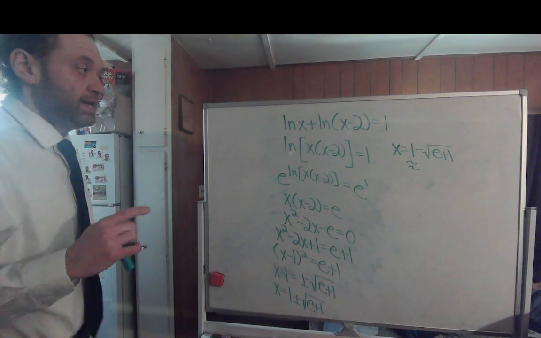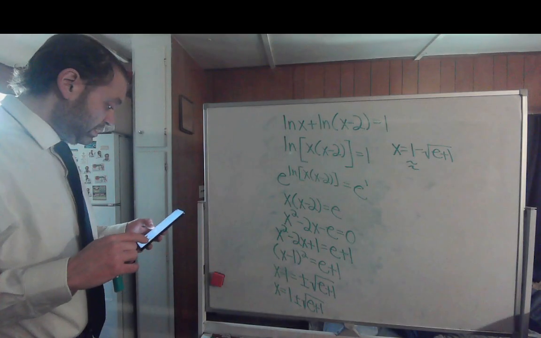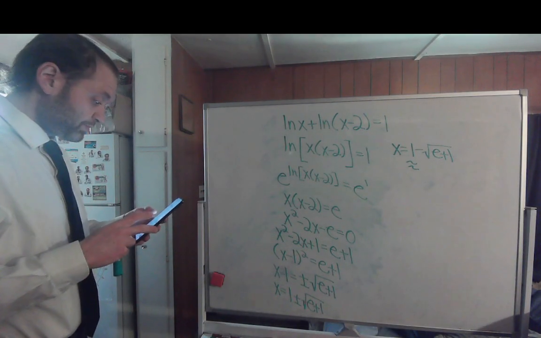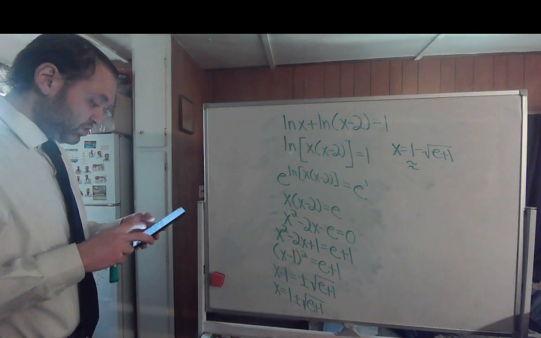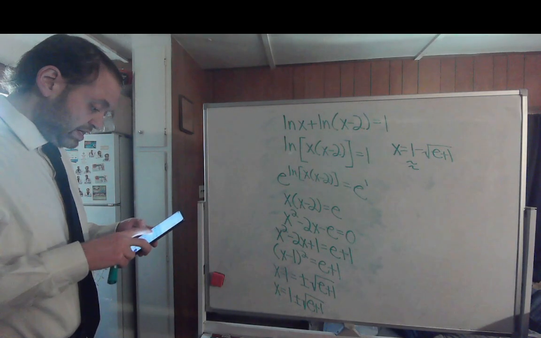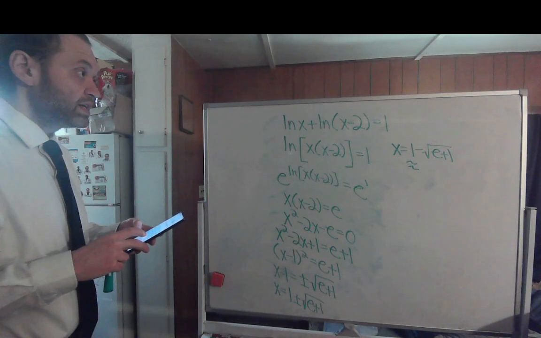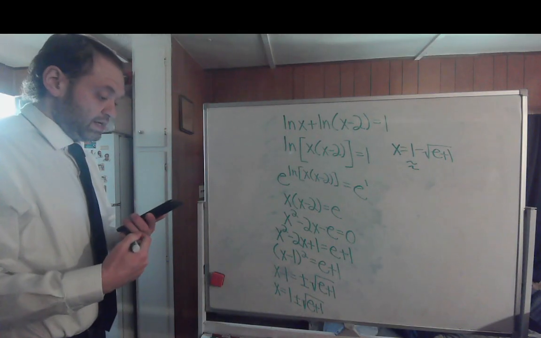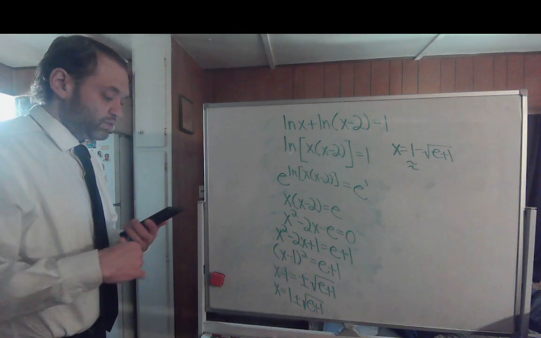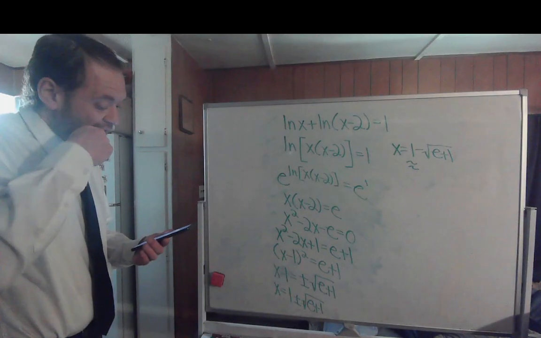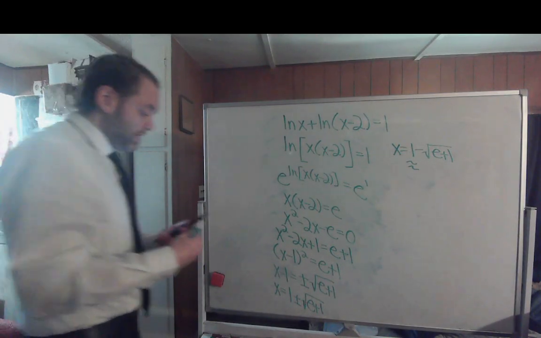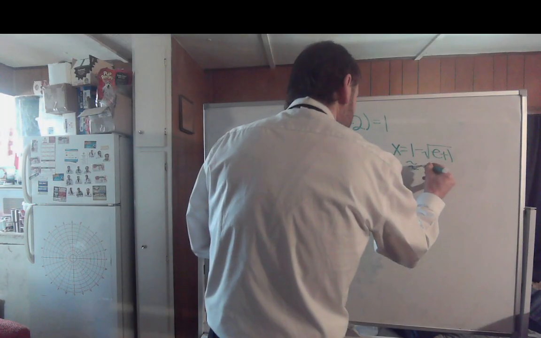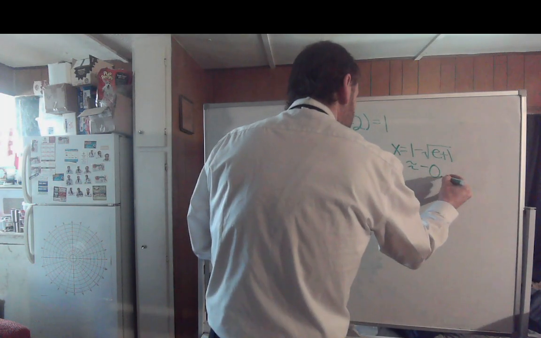What do you get here? So let's do this. Let's figure out the square root of e plus 1. That's about 1.928. Take 1 minus that, you'll get about negative 0.928.